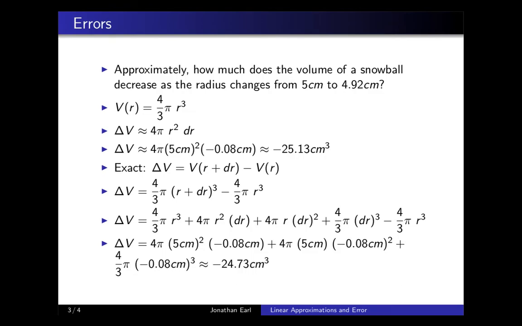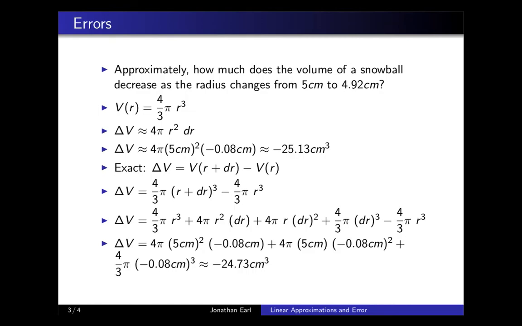Okay, then our second example. So same kind of setup. We would like to ask, how does the volume of a snowball change as the radius drops from 5 centimeters down to 4.92 centimeters. So we know that the volume for a sphere of radius r is given by 4/3 pi r cubed.